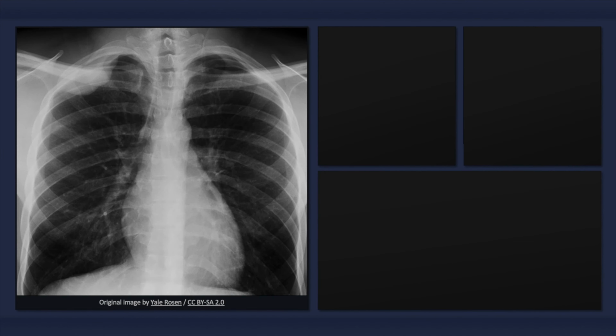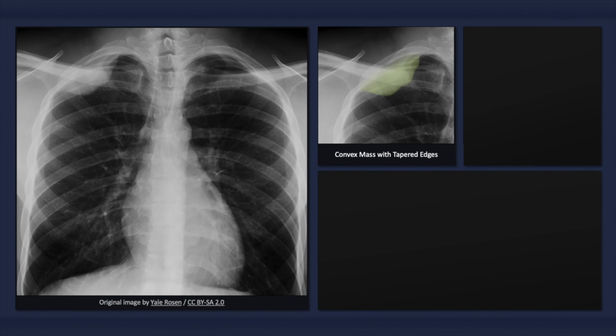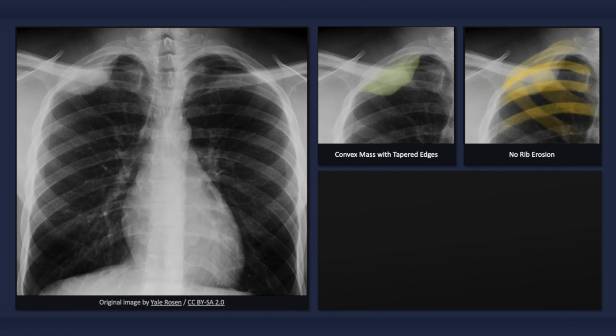The diagnosis of a pleural lipoma cannot be made on the basis of a plain radiograph alone. Nonetheless, there are a few findings that can help suggest a diagnosis. On a chest X-ray, it appears as a focal homogeneous opacity with a convex bulge and a sharp border. Also very important is that there is no evidence of bone destruction, such as rib erosion.